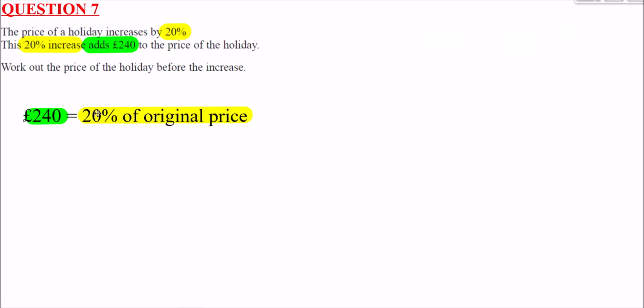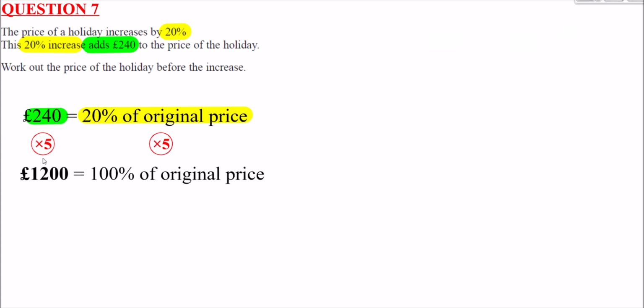So we start off using this bit of information like so, and then the original price is going to be 100% of itself. So how do we go from 20% to 100%? Fairly obviously, we can multiply both bits by 5 to find 100%. So the 100% original price will be 240 multiplied by 5. 24 times 5 is 120, so 240 times 5 is going to be 1,200. So therefore, the original price will be this £1,200.